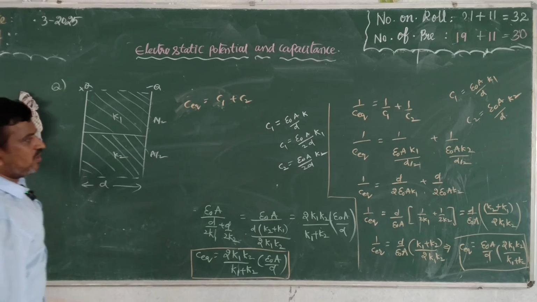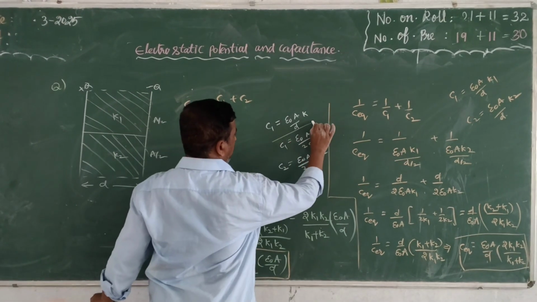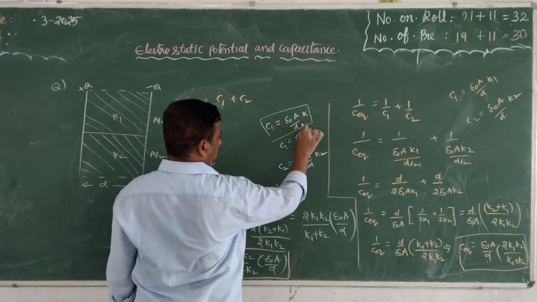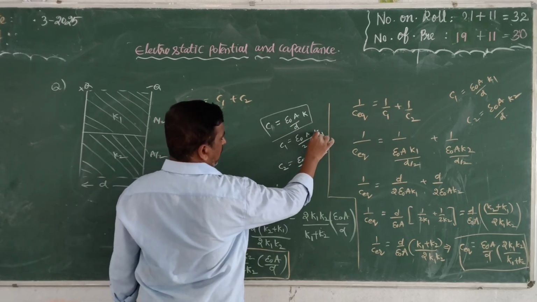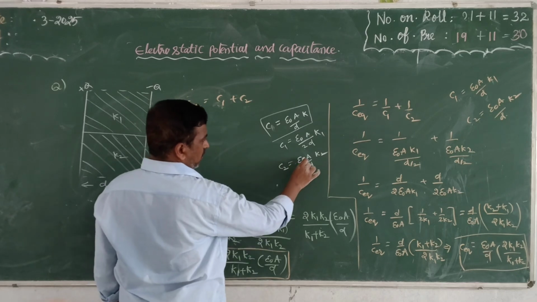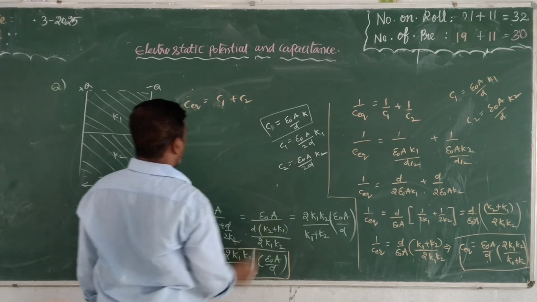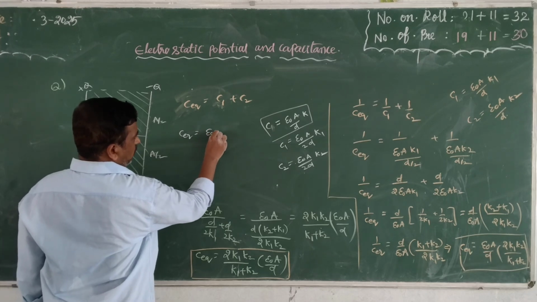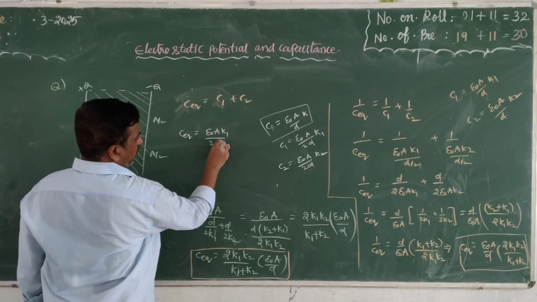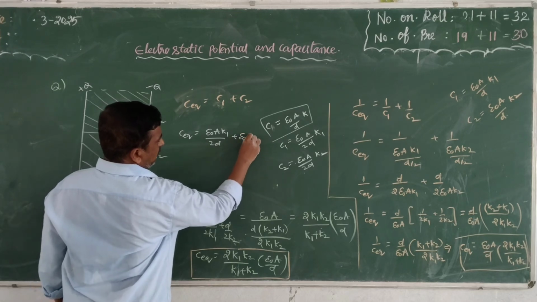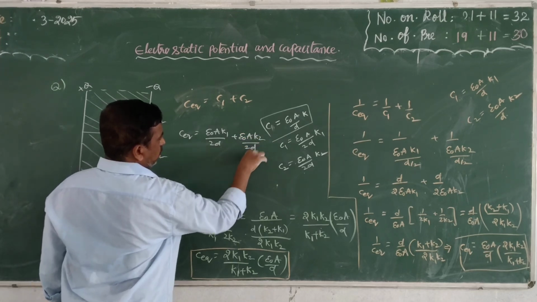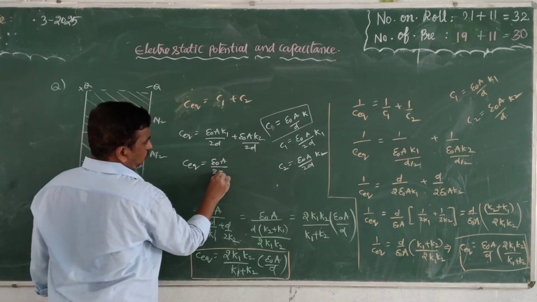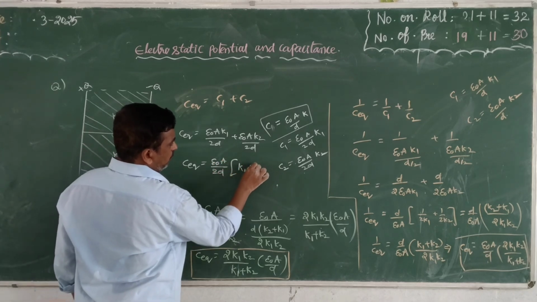C1 equals epsilon naught A by D into K1; this is the formula. So C1 is epsilon naught A by 2D K1, and C2 is epsilon naught A by 2D K2. So C equivalent equals C1 plus C2, that is epsilon naught A K1 by 2D plus epsilon naught A K2 by 2D. What we get now is C equivalent equals epsilon naught A by 2D into (K1 plus K2).